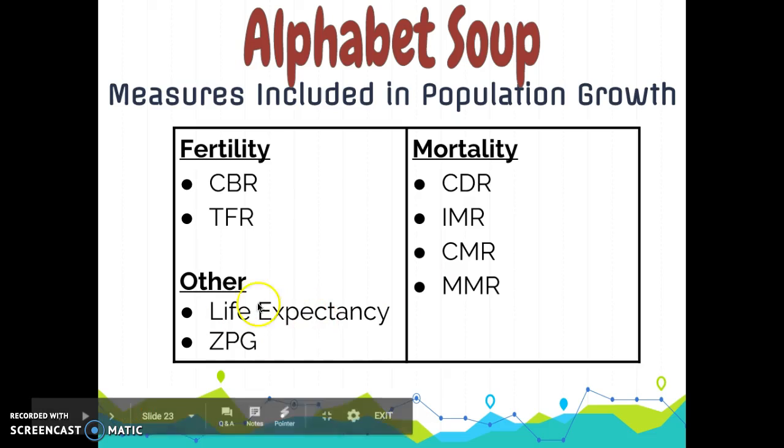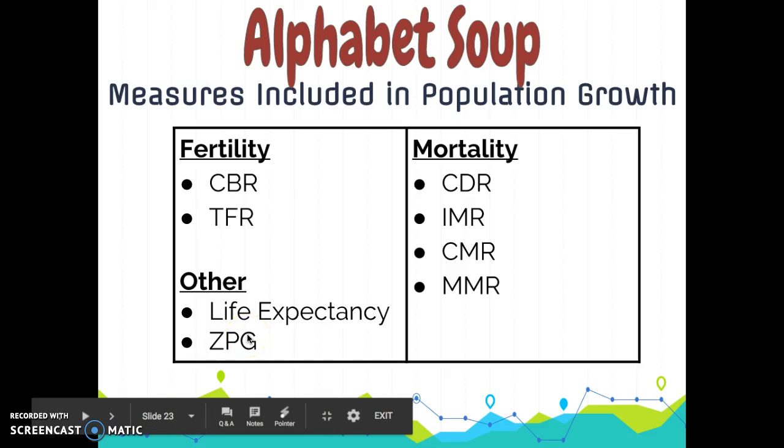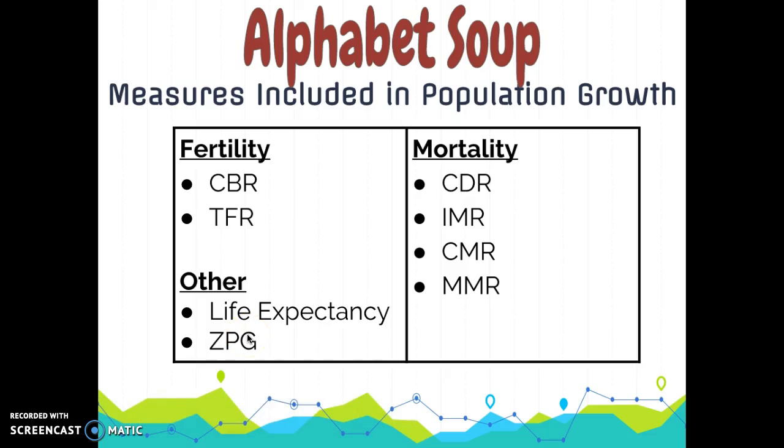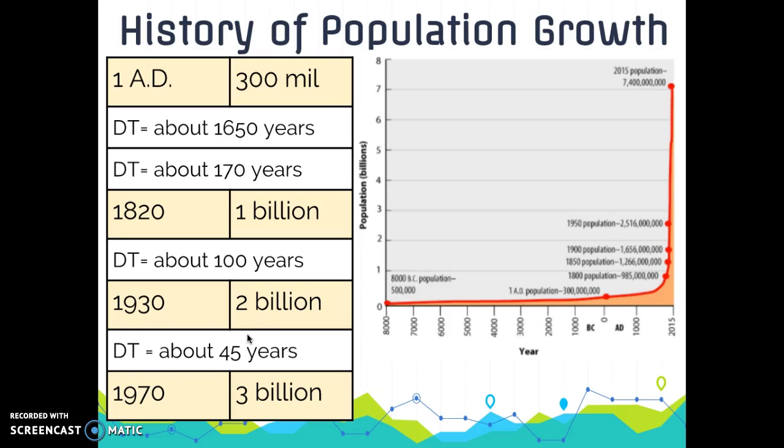Lastly, we have these other measures down here. Life expectancy is the average number of years an individual can be expected to live. And then zero population growth is a demographic balance where we see the population neither growing or declining. So I just wanted to cover some of these population growth measures with you before you moved on and learned more about population. Okay, so the history of population growth.